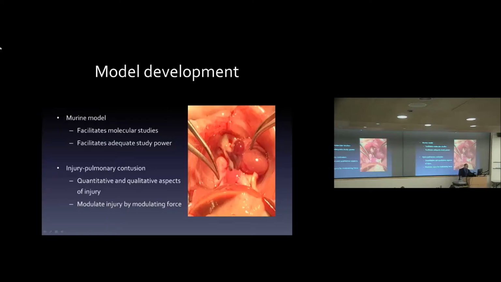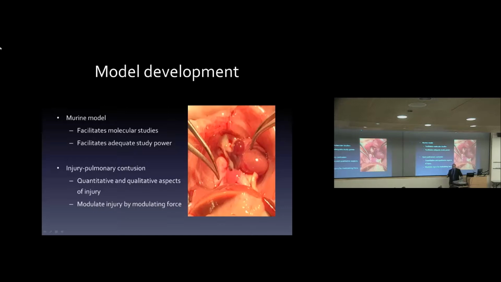We had to create the trauma. So we needed an injury that was reproducible, easy to generate, and had just the right amount of mortality or morbidity. We decided to go with a pulmonary contusion. It's nice because one of the things that we're curious about is how this tissue factor gets mobilized and what actually drives it. And we believe that there are probably going to be some quantitative and qualitative aspects to that.